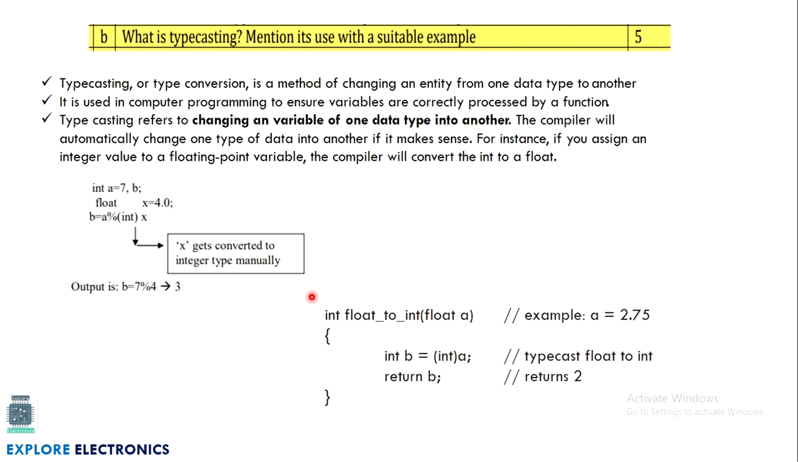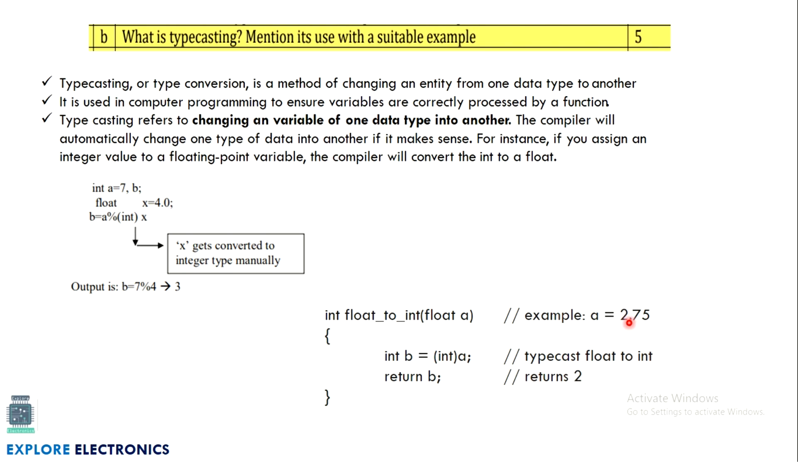So this is what is meant by typecasting. With a small example you can explain that. See here they are saying float to int. So this is a function which is converting float to integer. It accepts a variable of float type, and here we write int b is equal to int a. That means this float value we are converting into integer, assigning it to b and returning that.